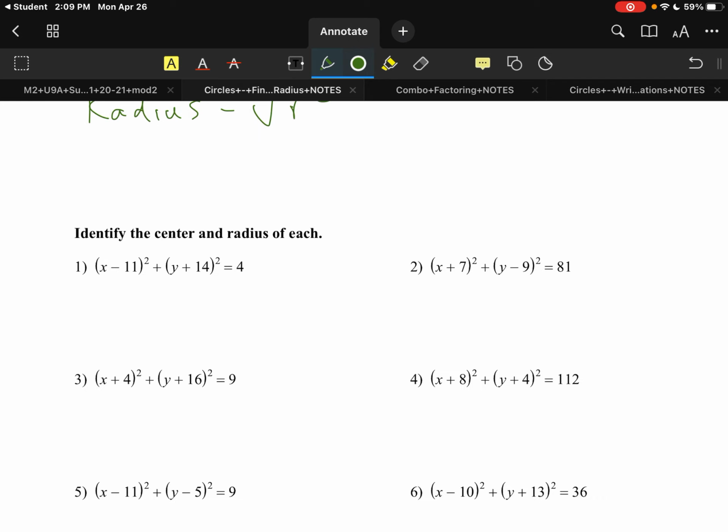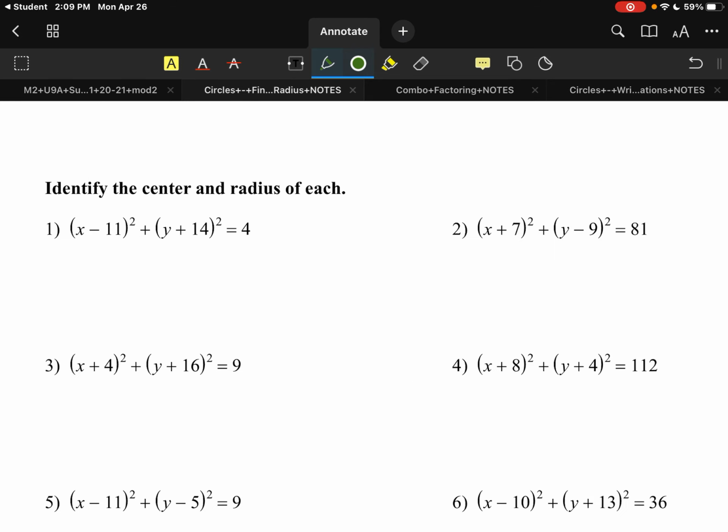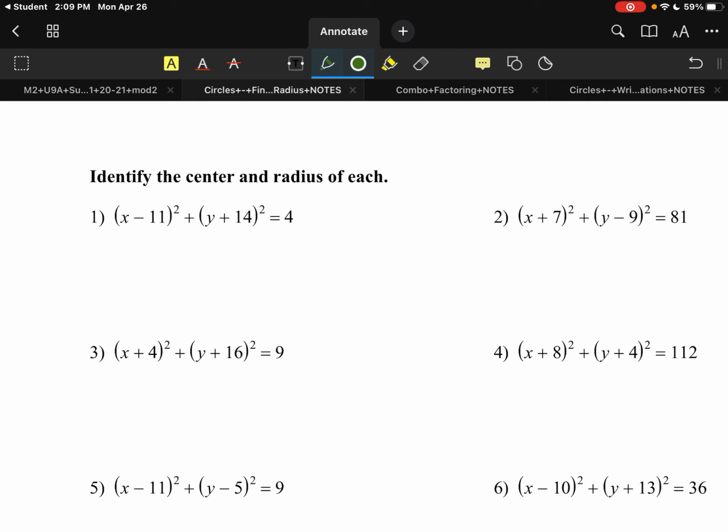I'm going to do a couple for you here. I'm going to do number 1 and number 4, just because number 4 is a little crazy, and I apologize. So we're going to find the center, and we're going to find the radius. So here, my x value is this number. Remember, I have to take the opposite, so it's 11. My y number is that number, and I have to take the opposite, so it's negative 14. So that's the center. That's where the center of the circle is.